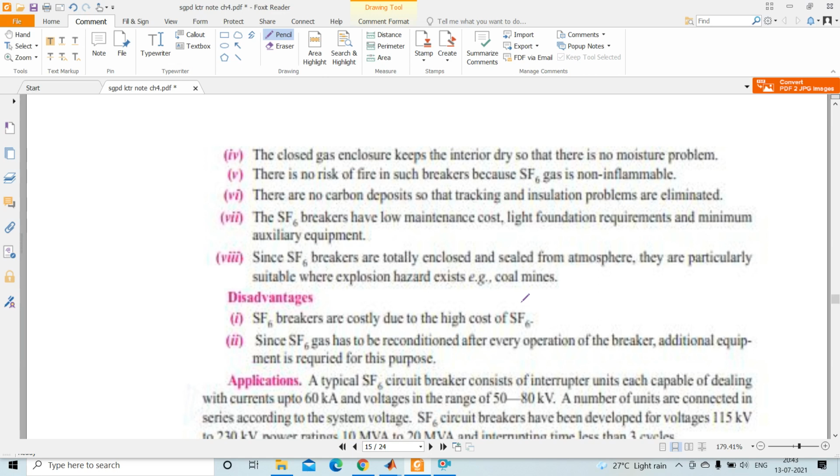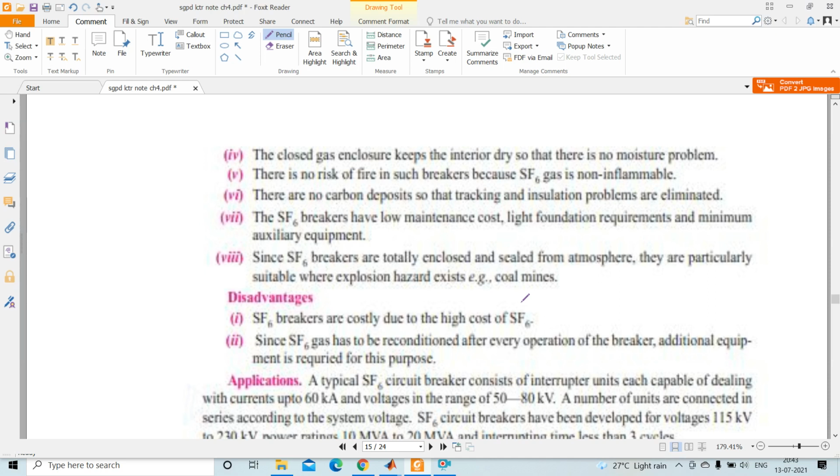The closed gas enclosure keeps the interior dry so that there is no moisture problem. There is no risk of fire as SF6 gas is non-inflammable. There are no carbon deposits so that tracking and insulation problems are eliminated. SF6 breakers have low maintenance cost, light foundation requirement, and minimum auxiliary equipment. SF6 breakers are totally enclosed and sealed from the atmosphere, so they are particularly suitable where explosion hazard exists, like coal mines.